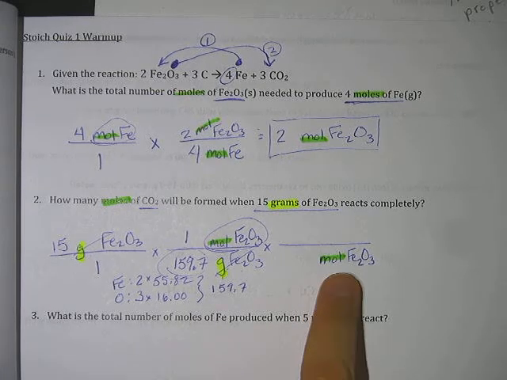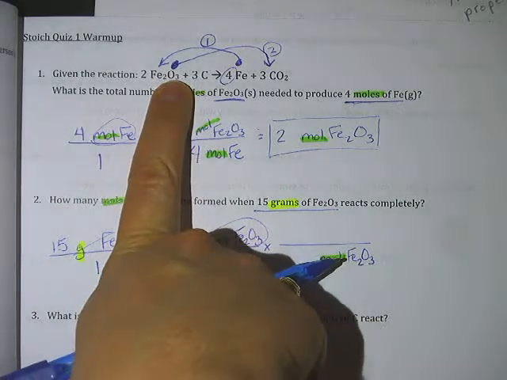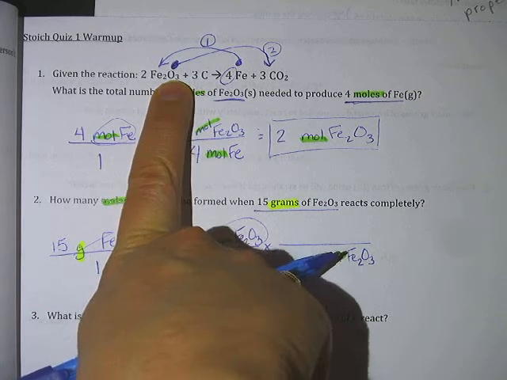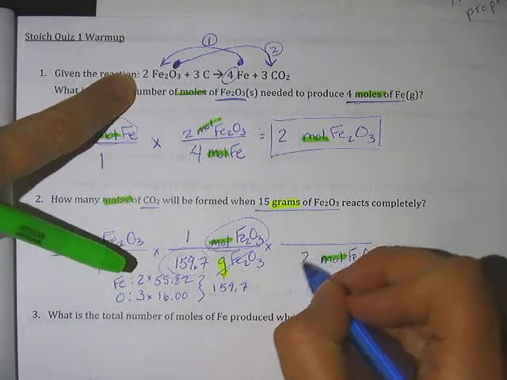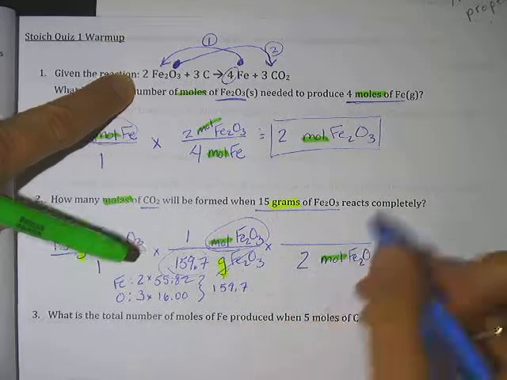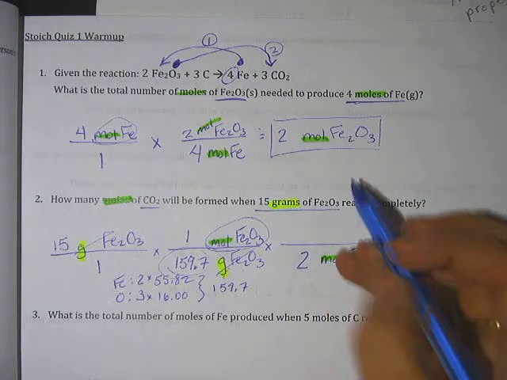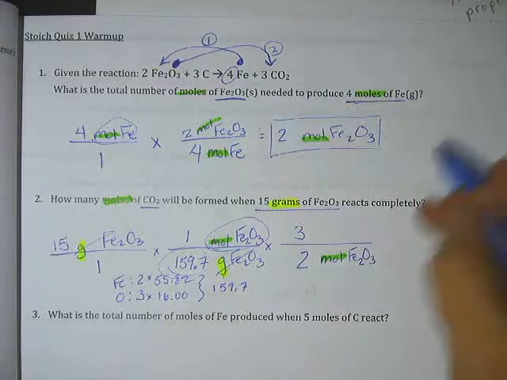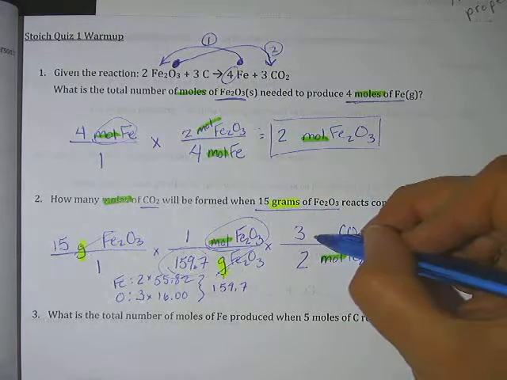And now that I have moles on the bottom, now I'm ready to follow my new bridge. So my new bridge starts with 2 Fe2O3, so this 2 is going to come down here. And if I follow my new bridge, it points at 3 CO2. 3 what of CO2? What is it pointing at? 3 moles.